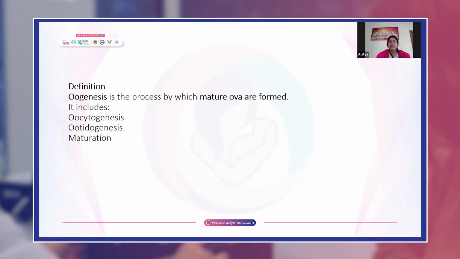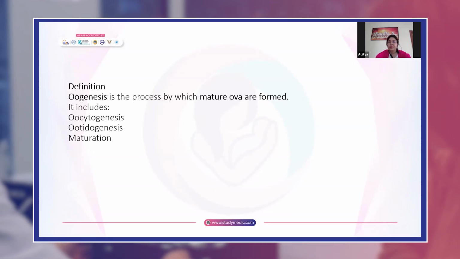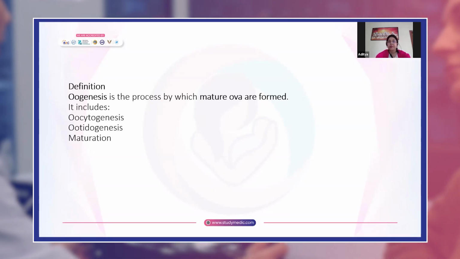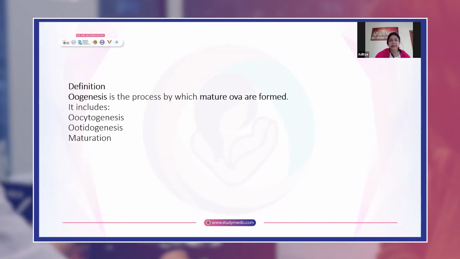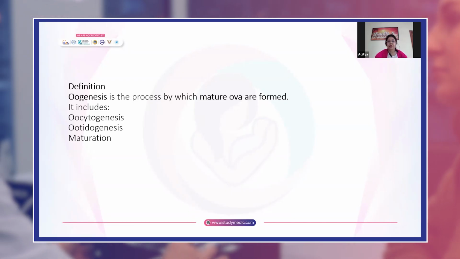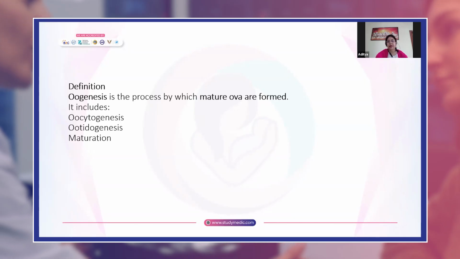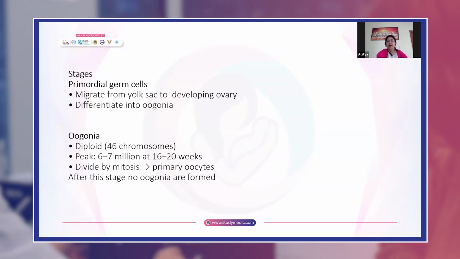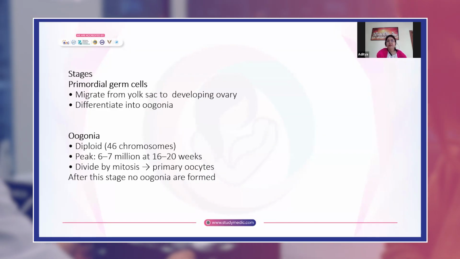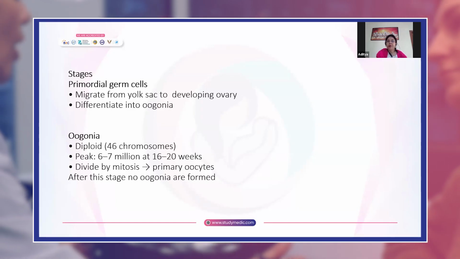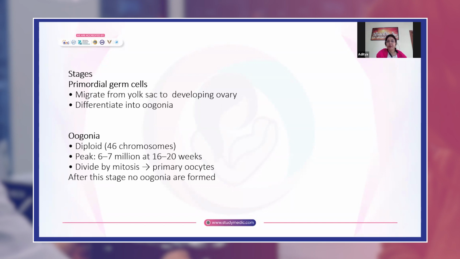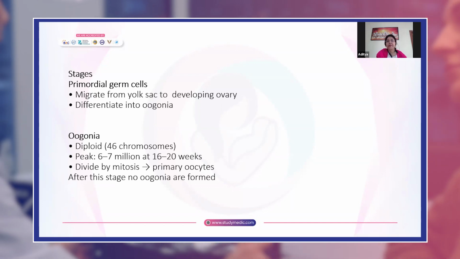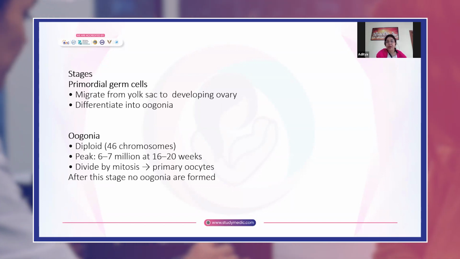And what is oogenesis? Oogenesis is the process by which mature ova are formed. This includes three components: oocytogenesis, ootidogenesis, and maturation. What happens? The primordial germ cells form outside the ovary and migrate from the yolk sac to the developing ovary. And here they differentiate into oogonia.